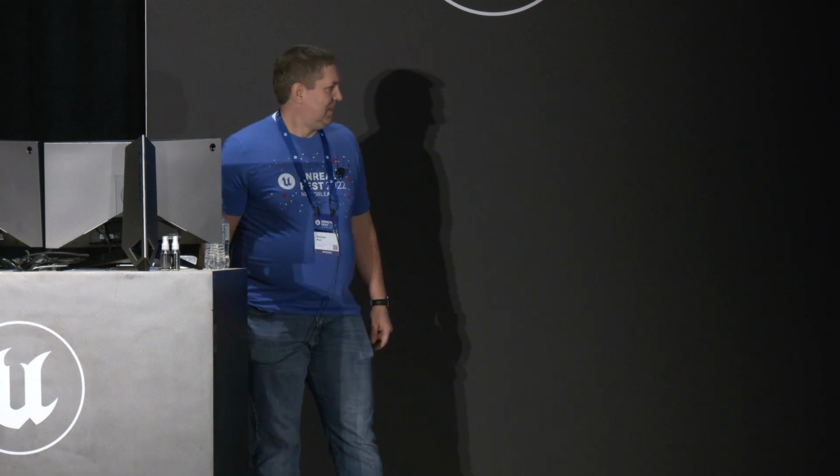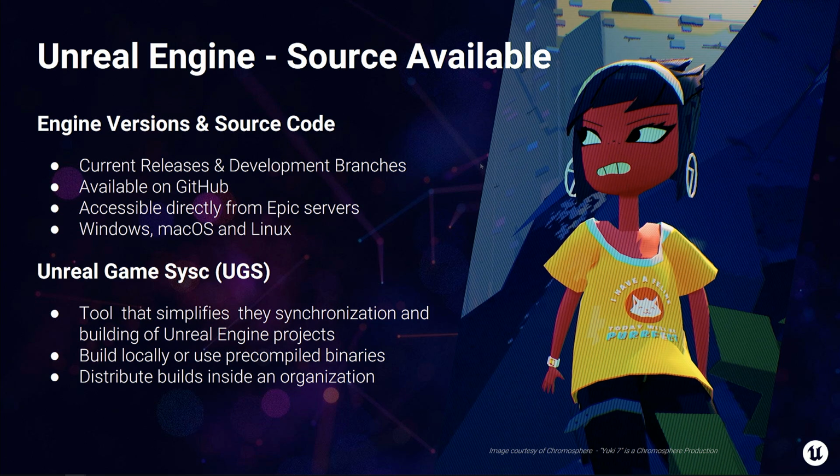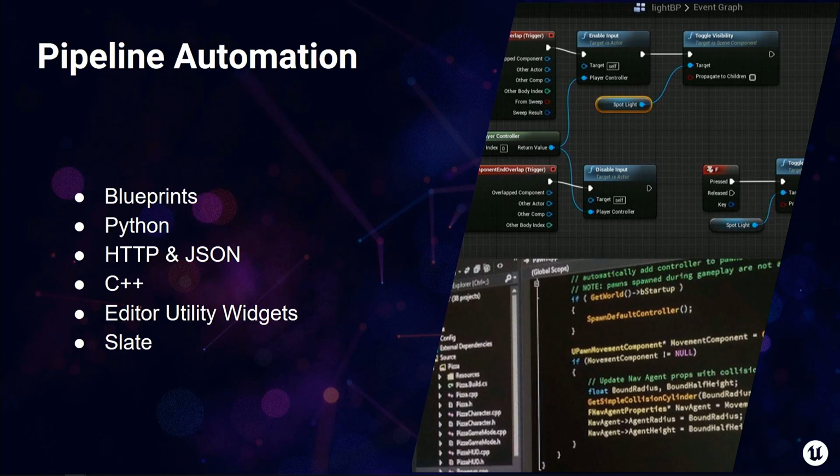And then the other neat thing you can use it for internally is if you're making modifications to the engine or you're wanting to distribute binaries of the engine to those in your team, you can use Universal Game Sync to do so internally inside your organization. And then this is the next big thing when we come to talk about the pipeline.